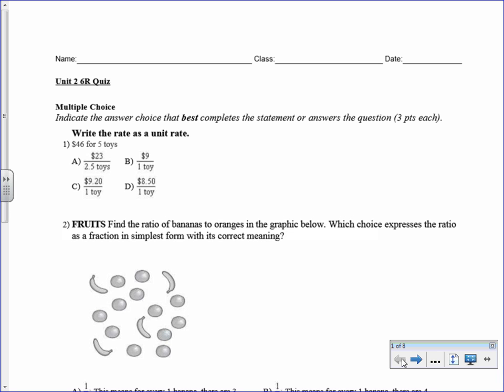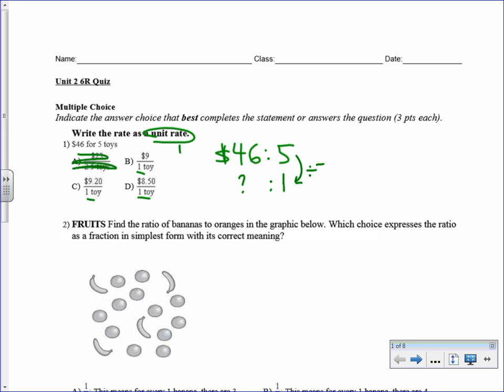First question was a unit rate question. Unit rate means 1. So right away, it can't be this answer. It doesn't have a 1 in it. $46 for 5 toys is what for 1 toy? Because all these say 1 toy, 1 toy, 1 toy. How do you get from 5 to 1? I'll ask the class, how do you get from 5 to 1? And don't say -4. It's got to be multiplication or division.